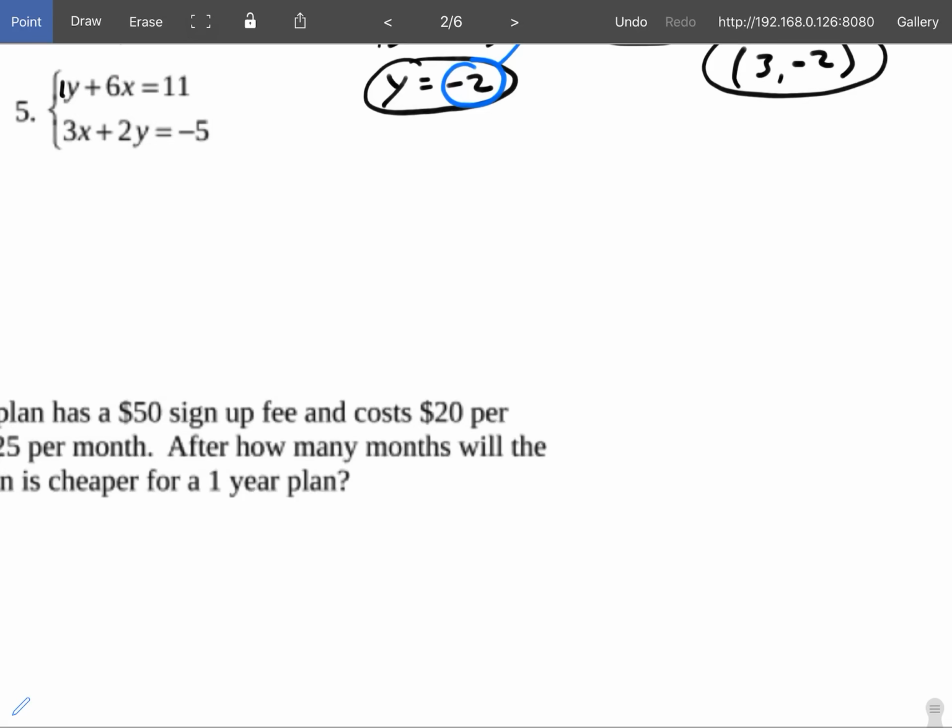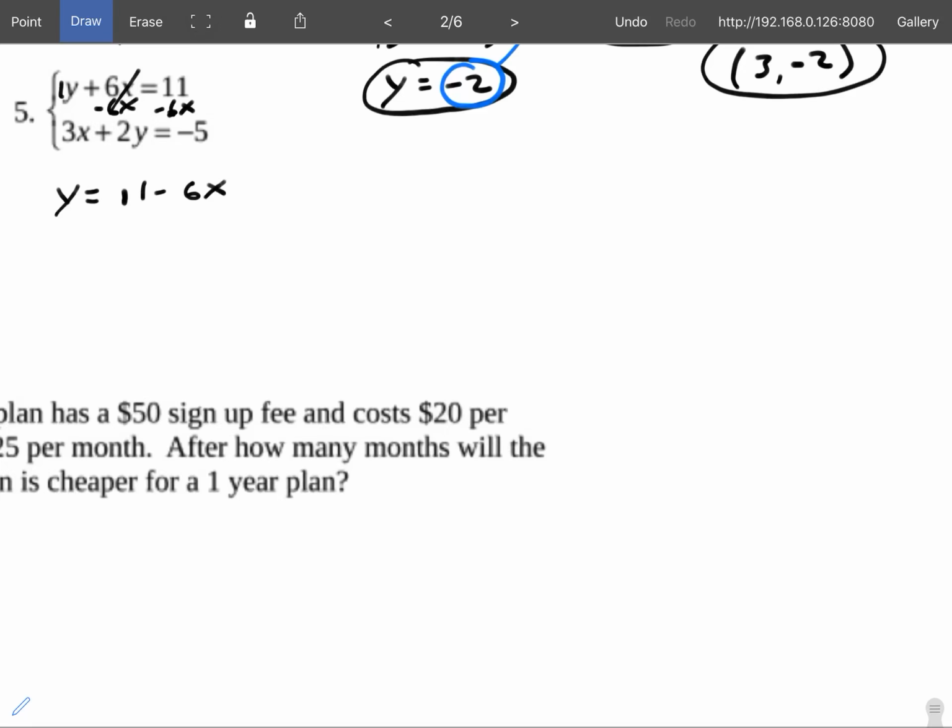Because if you try to solve the top equation for x, you're going to end up having to divide by 6. If you solve the bottom equation for x, you'd end up dividing by 3. If you solve the bottom equation for y, you're going to have to divide by 2. So the easiest one to do would be to solve the top equation for y, because all you have to do there is just subtract 6x on both sides. So if you do that, the 6x's will cancel on the left-hand side, and your top equation becomes y equals 11 minus 6x.